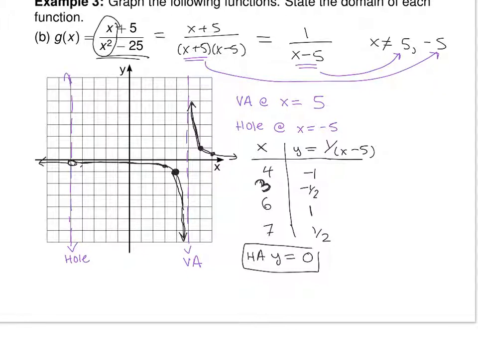The thing that I really wanted you to get, that you understand how you tell what are holes and how you tell what are vertical asymptotes. Does that part make sense? Okay.